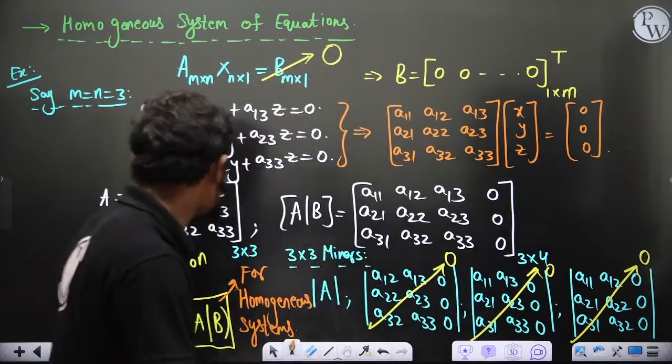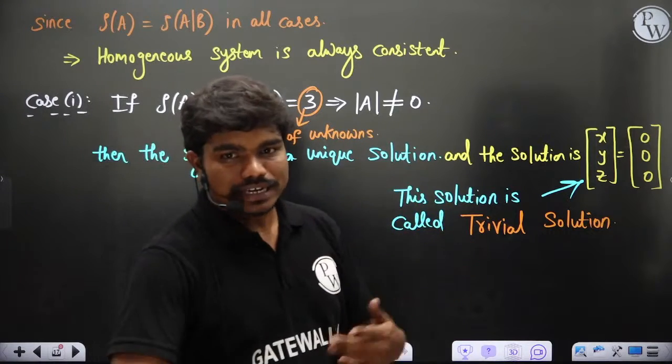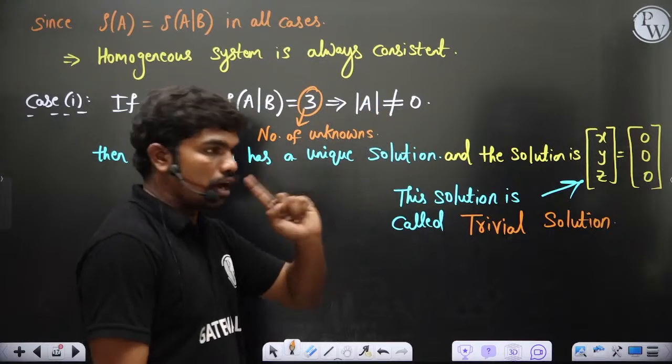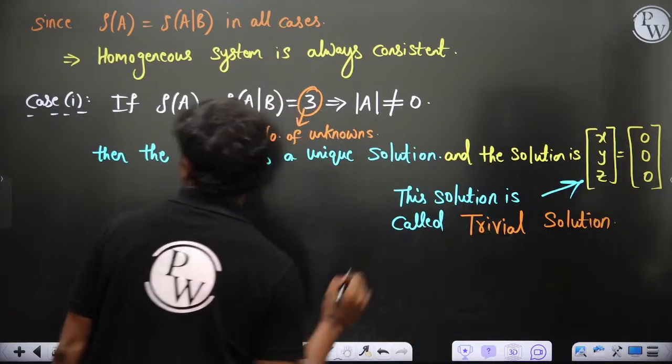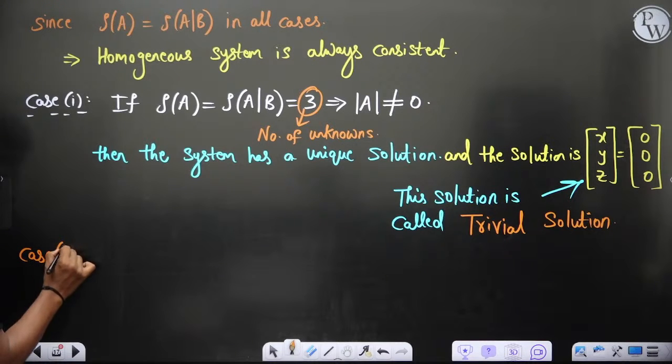Got it? Okay, nice. Now let's see. This is called the trivial solution, and trivial means by default. By default, this is always a solution of the given equations. Now let's see here. Case 2.